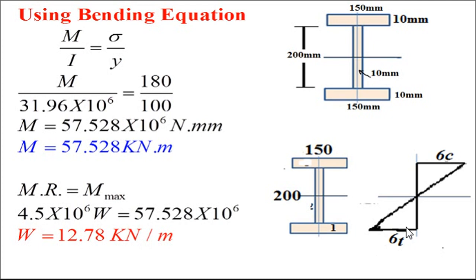And this is the bending stress diagram. Sigma C is 180, so maximum sigma C is 180.